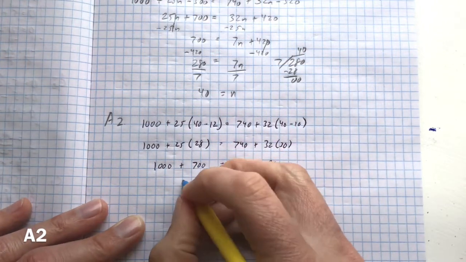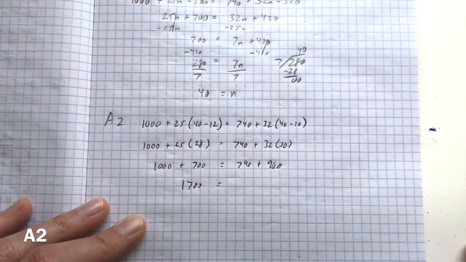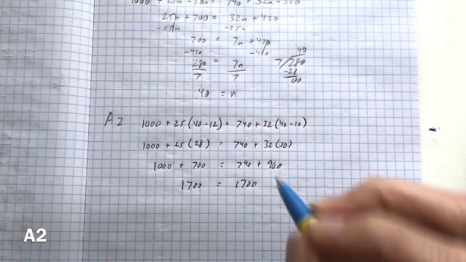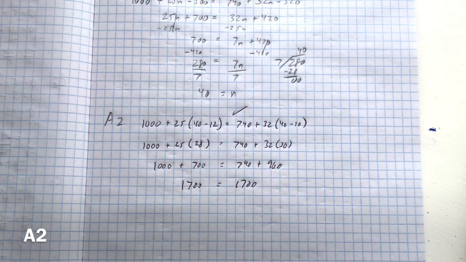I add both these together. This one's not too bad. 1,700 is equal to, let's take that again, 740 plus 960, which is 1,700. Okay, look at that. We did that right. They're equal. That's how we can check. We can go back and plug the value of n back in the equation to see if it is correct.